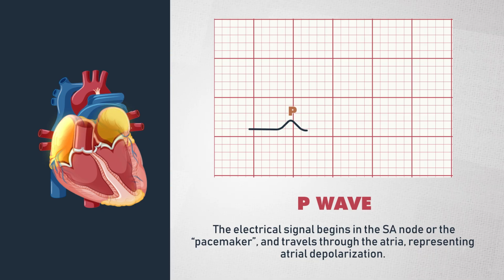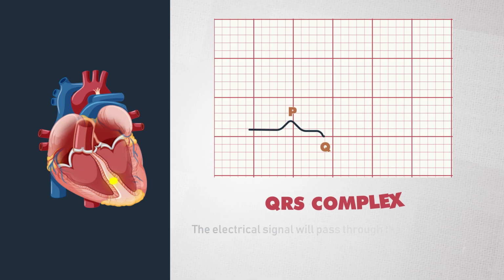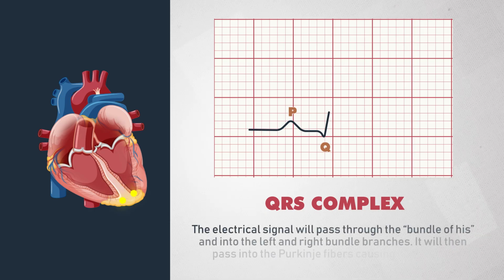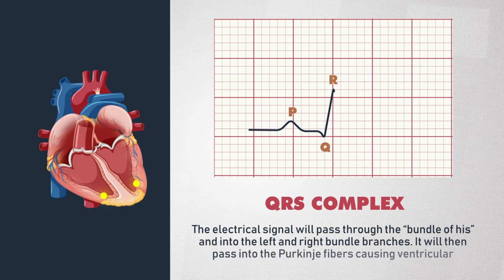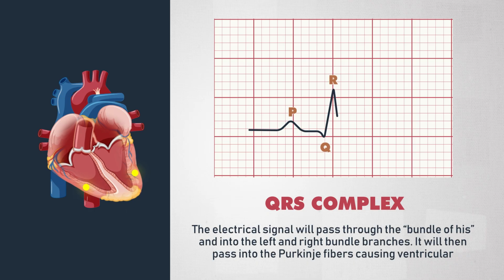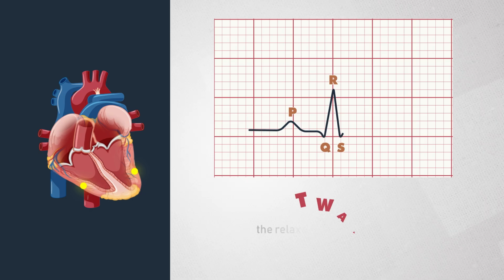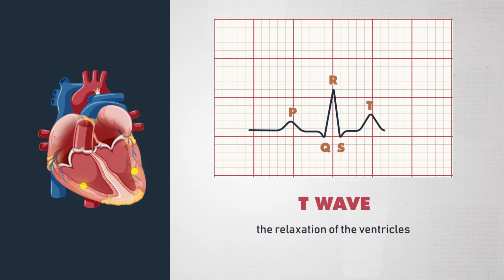Only then does it reach the AV node, which acts as a gatekeeper and allows a delay to happen, ensuring the ventricles fill before they contract. After 120 milliseconds, the electrical signal will pass through the bundle of His and into the left and right bundle branches. It will then pass into the Purkinje fibers, causing ventricular contraction. This is the QRS complex. Finally, the relaxation of the ventricles is the T wave.